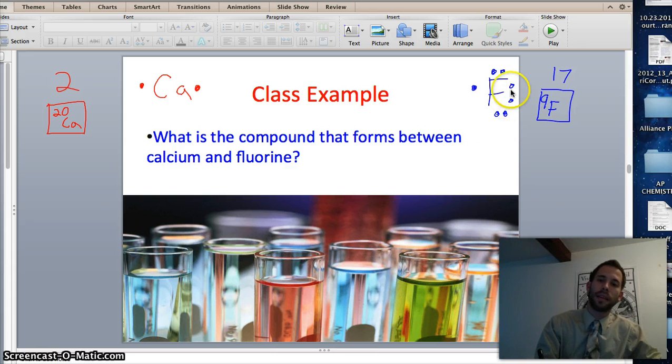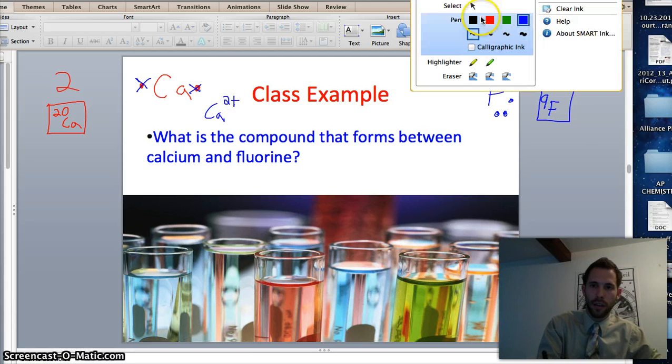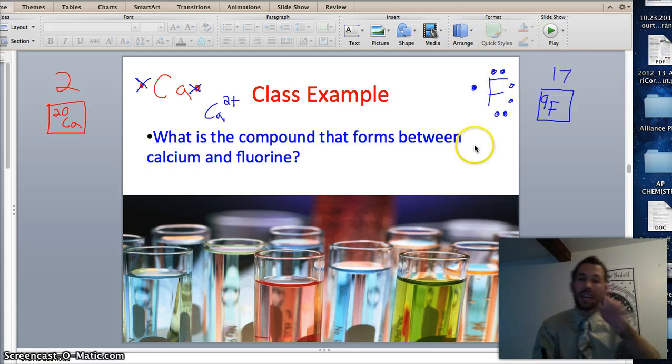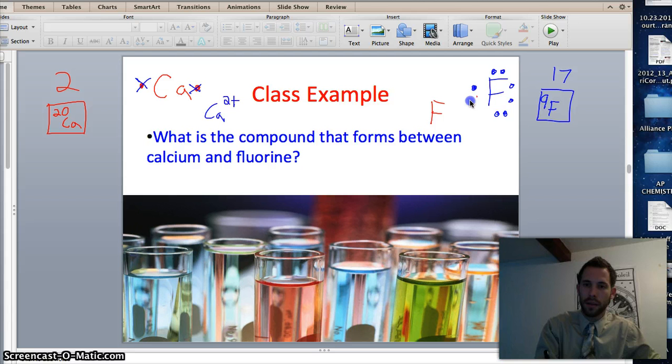Now, the easiest way to do this is to form what ion they would normally create. So calcium would almost always make a +2 ion. Get rid of this one, get rid of that one. That's 2 less negative charges. Calcium 2+. And then over here, fluorine needs 1 electron. So fluorine is going to become 1-.